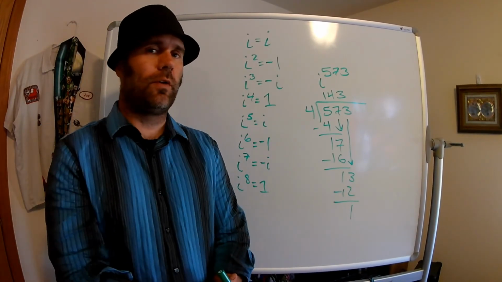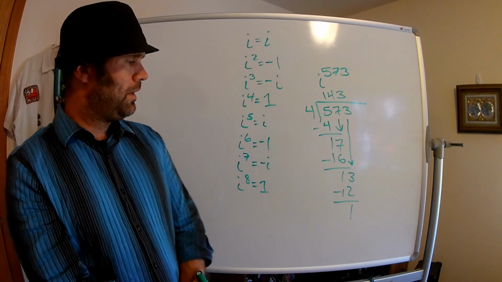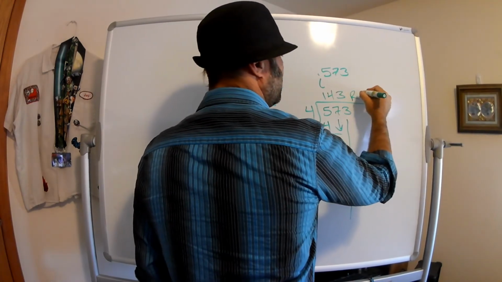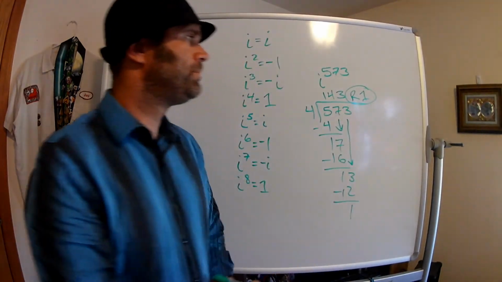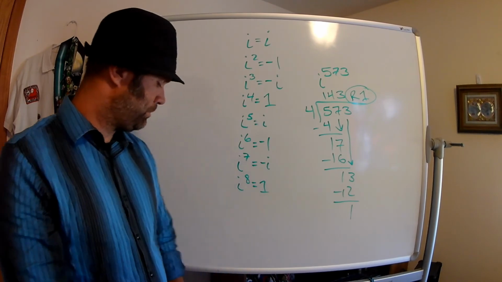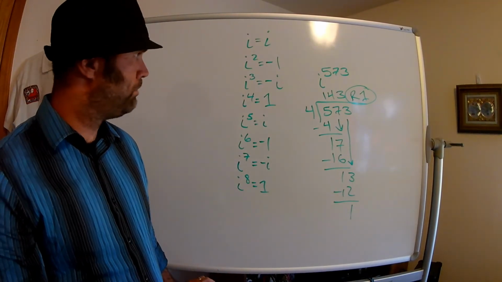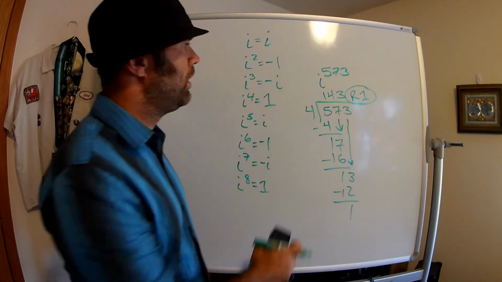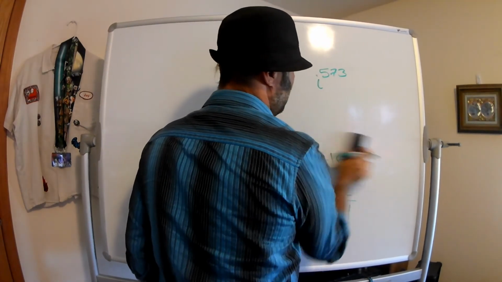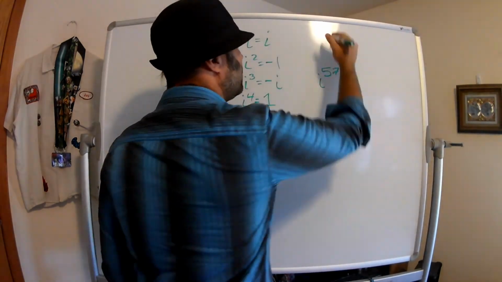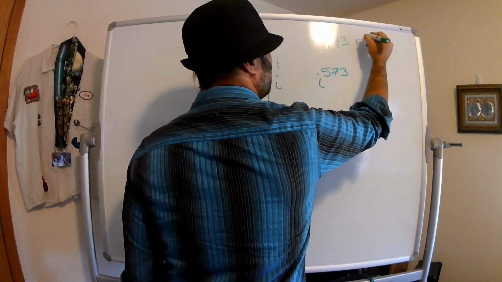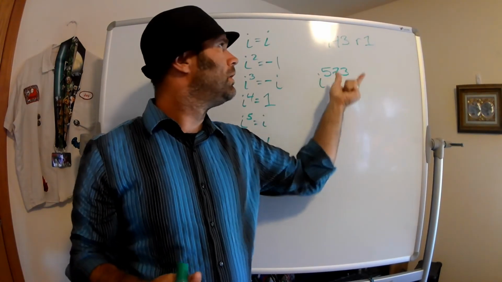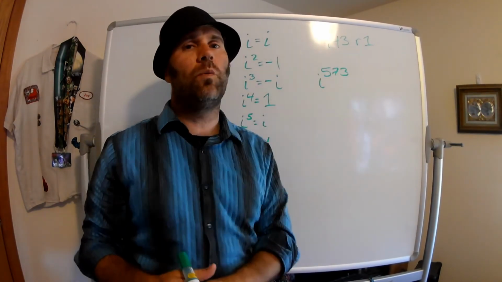That was just coincidence that we got 1 every time, but we did. As our remainder. So 1 is our remainder. That's the only thing that really matters. Everything else here is silly. 143 remainder of 1. 143 R1. We're going to write that down. So when we divided 573 by 4, we got 143 with a remainder of 1.